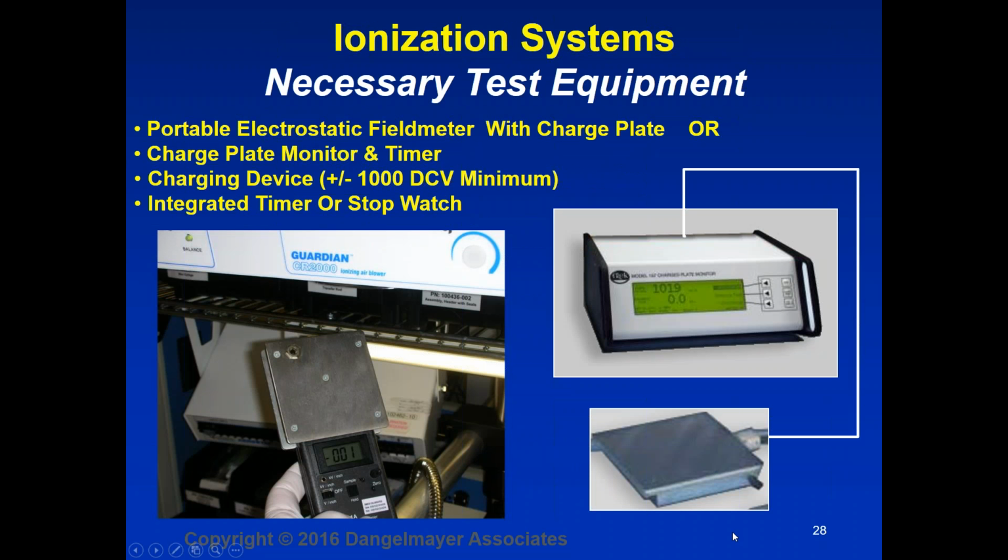So there are industry standard test methods you can use. These are the instruments that are used in that testing. You're going to use either a portable electrostatic field meter with a charge plate that you see on the left side, or you're going to use a self-contained charge plate monitor and timer that you see an example of on the right side. Each one of them will have a charging device that will charge the plate to plus or minus 1,000 volts, and they'll have either an integrated timer or you can use a stopwatch to do your timing.